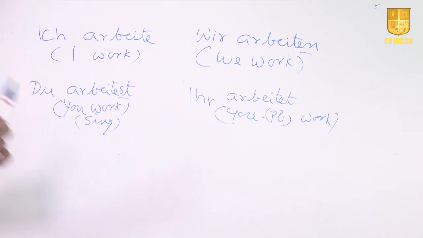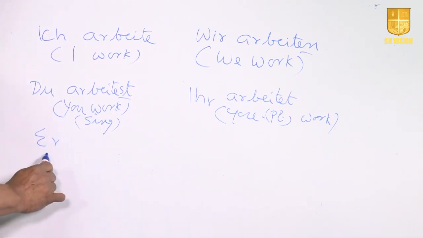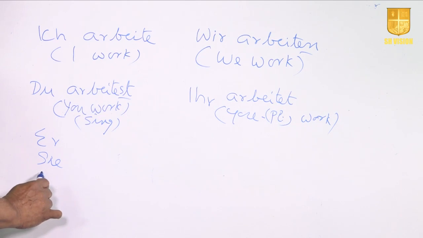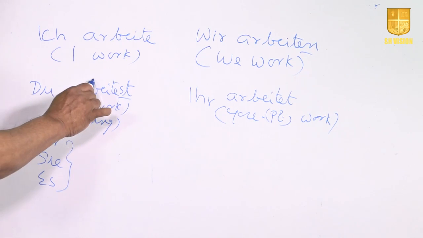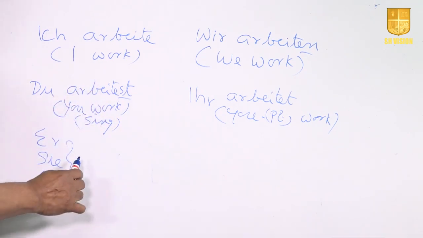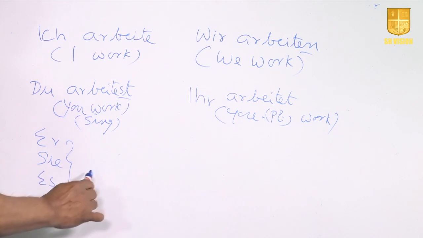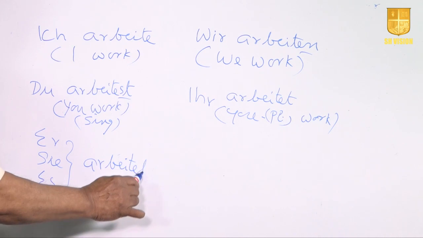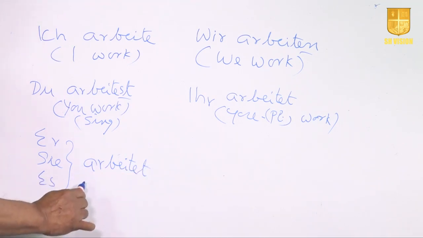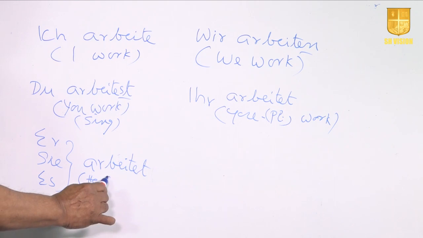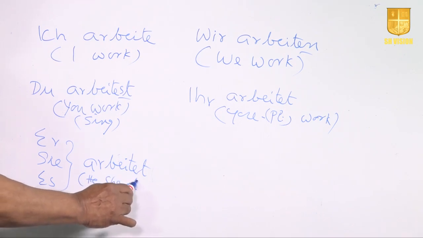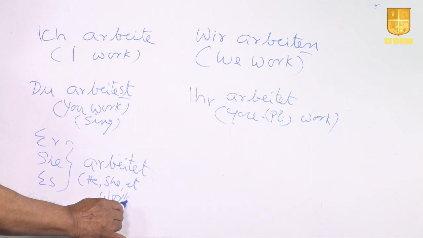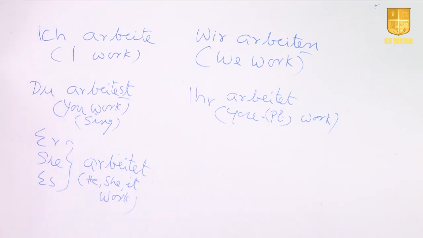The third person, you have three things, isn't it? Er, sie, es. You have only one form, verbs have no gender. Arbeitet, the same. Er, sie, es arbeitet. He, she, or it works.